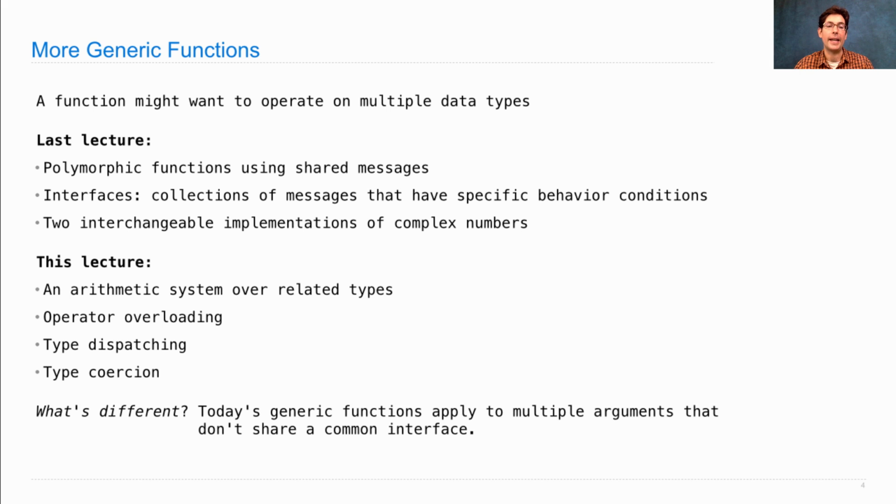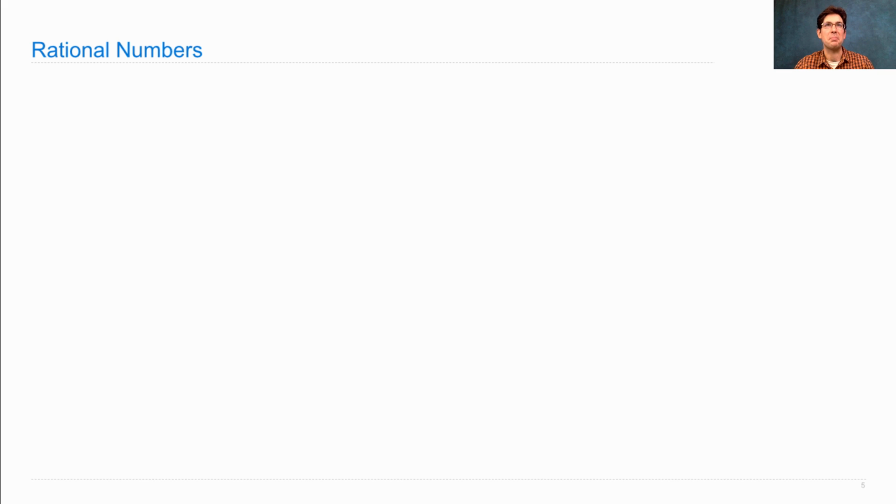So what's different today is that today's generic functions will apply to multiple arguments that don't share a common interface. If you have arguments that do share a common interface, you don't need this stuff, type dispatching and type coercion. But if you don't, then these are useful techniques. Okay, so we have to remember the building blocks that we're going to combine.